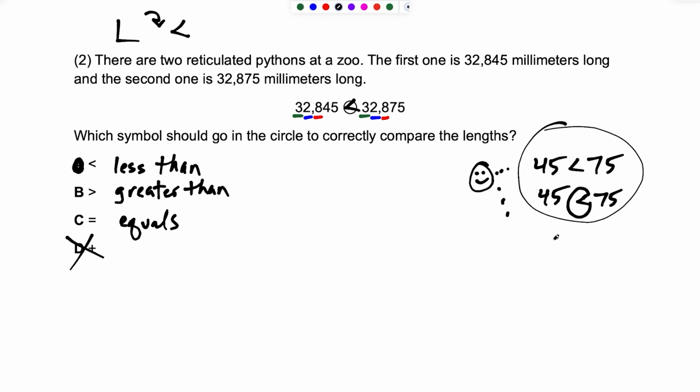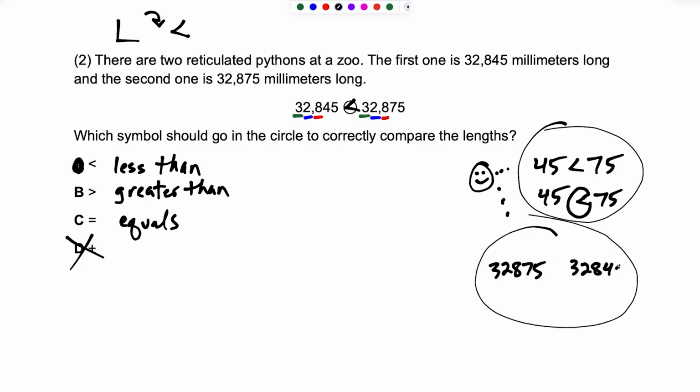If for some reason we had it the other way around, let's say we had 32,875 on the left and 32,845 on the right, then Pac-Man's mouth would be facing this way. He would want to eat the bigger number. Let me draw that one more time. If the bigger number is to the left, then his mouth is going to face the left, and he's going to want to eat the bigger number. But in this case, the bigger number is to the right, so we're going with the less than symbol here. Choice A is our answer.